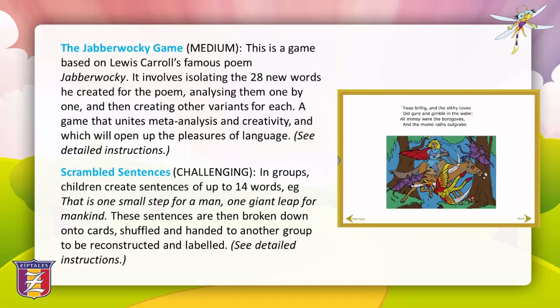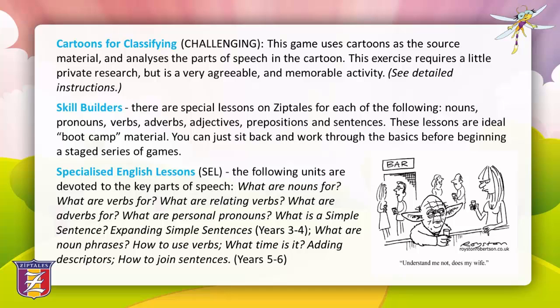Scrambled sentences. In groups, children create sentences of up to 14 words. For example, that is one small step for a man, one giant leap for mankind. These sentences are then broken down onto cards, shuffled and handed to another group to be reconstructed and labelled. Cartoons for classifying. This game uses cartoons as the source material and analyses the parts of speech in the cartoon. This exercise requires a little private research but is very agreeable and a very memorable activity.